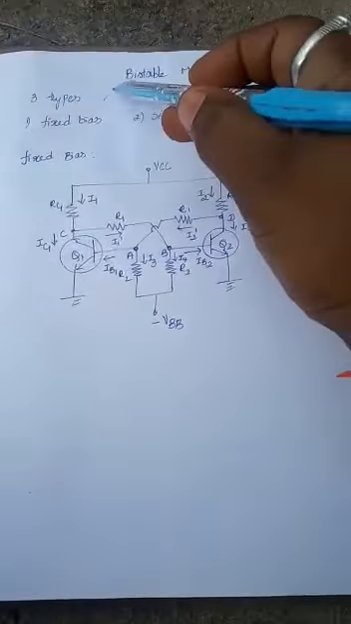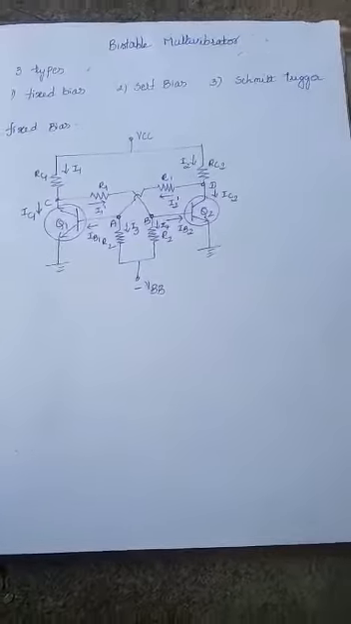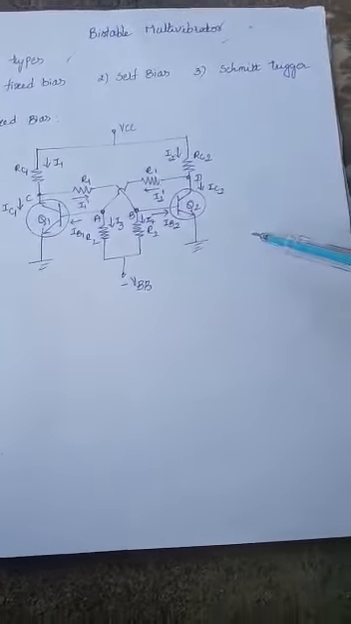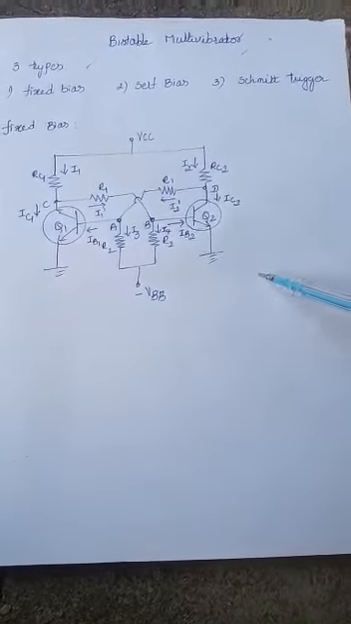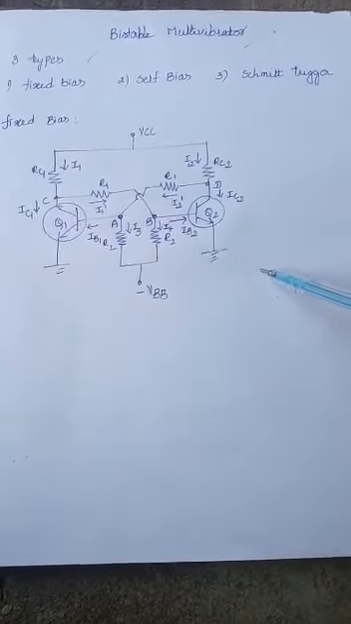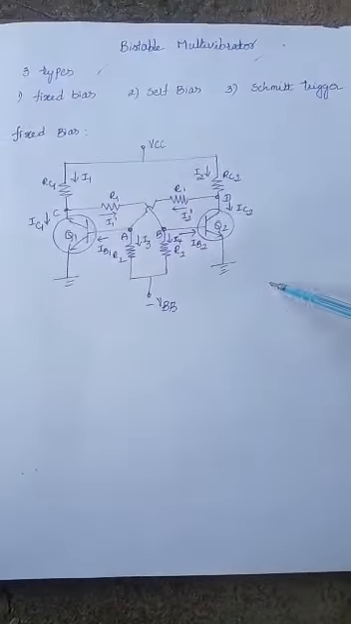It is classified into three types. One is the fixed bias, self bias and then Schmitt trigger. Now we'll discuss about the fixed bias bistable multivibrator. The circuit diagram for fixed bias bistable multivibrator is shown below. Now here, based on the coupling elements, the multivibrators are classified as three types. So now observe the fixed bias bistable multivibrator here.